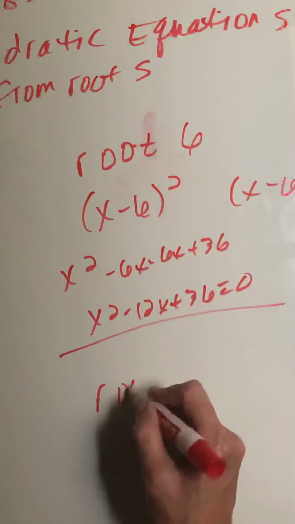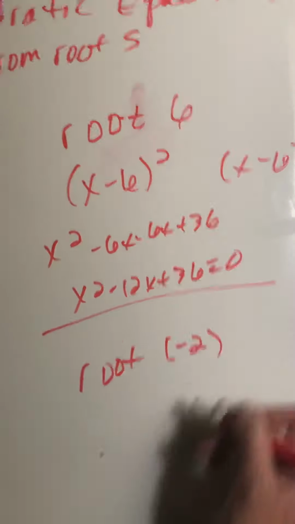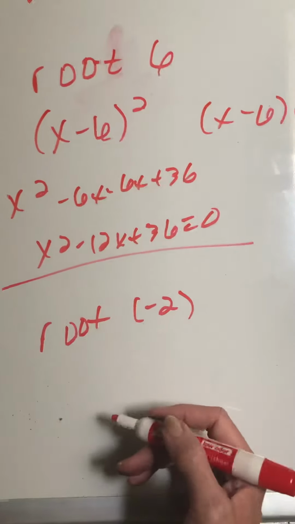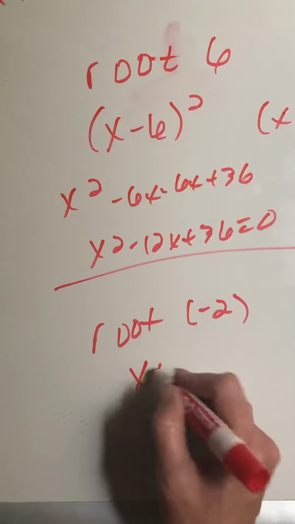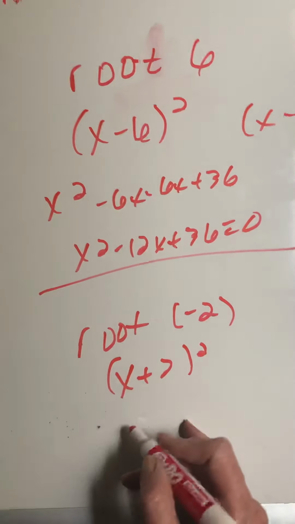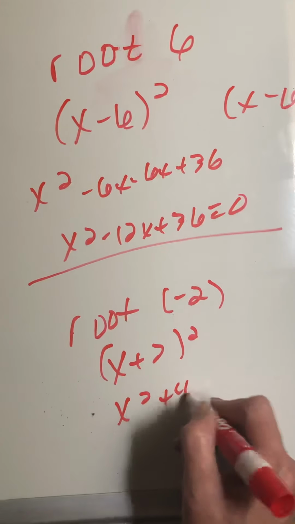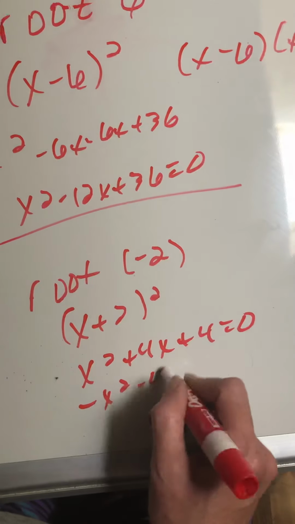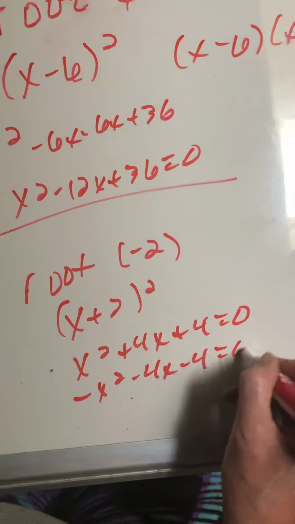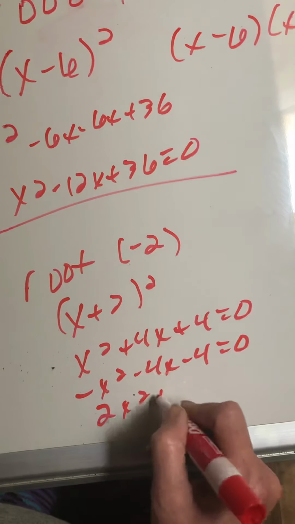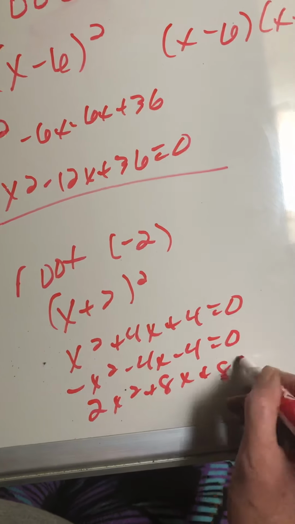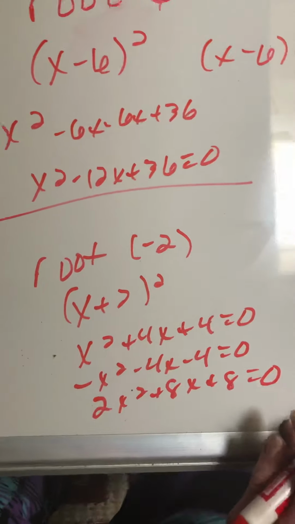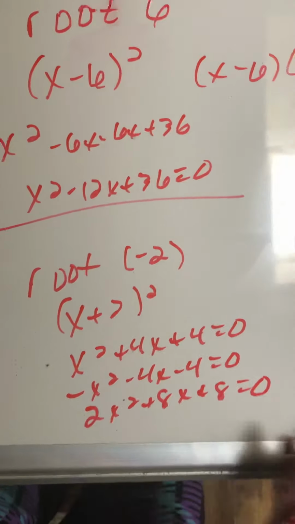So now my root is -2. So if my root is -2, that would be x plus 2 all squared, which would give me x squared plus 4x plus 4 equals 0. Or -x squared minus 4x minus 4 equals 0. Or 2x squared plus 8x plus 8 equals 0. There are 3 different equations. There you go, if you want 3 different equations.